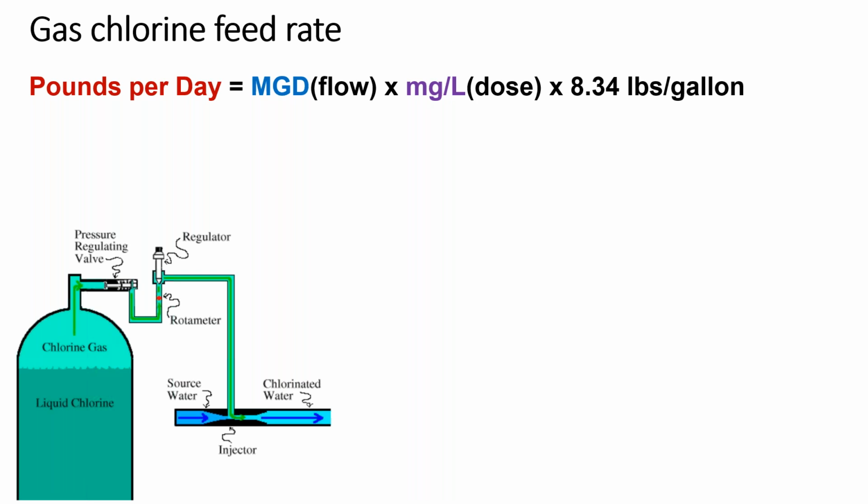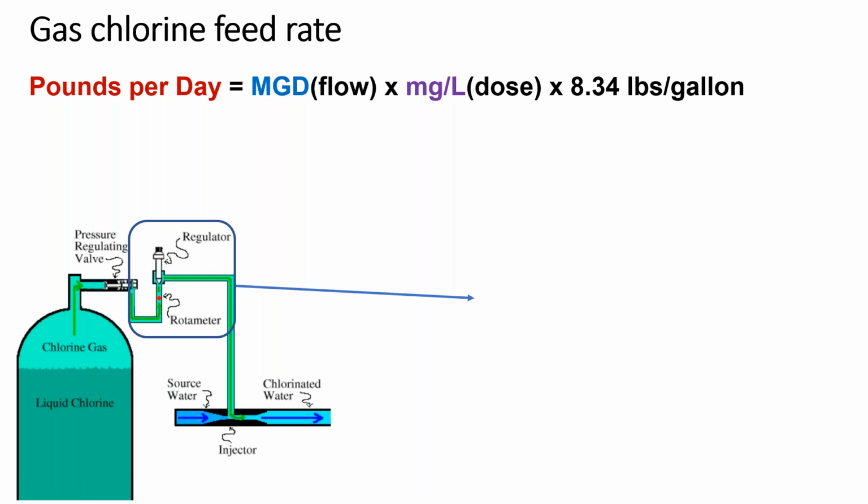This equation doesn't really lend itself well to dimensional analysis because you have some MGD, then you have some metric units, and you have the weight of water. I'm going to show you a slide that will help us make a little bit more sense of it. But first of all, we're going to use the formula and see how it works. But gas chlorine usually is read out and calculated in pounds per day.